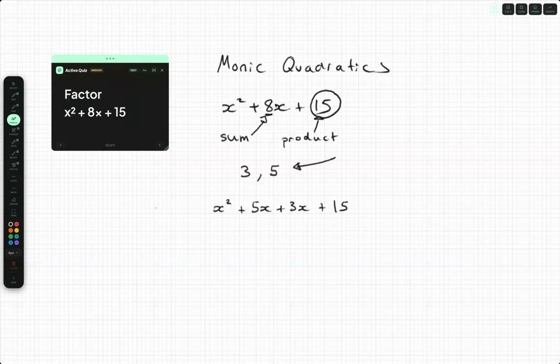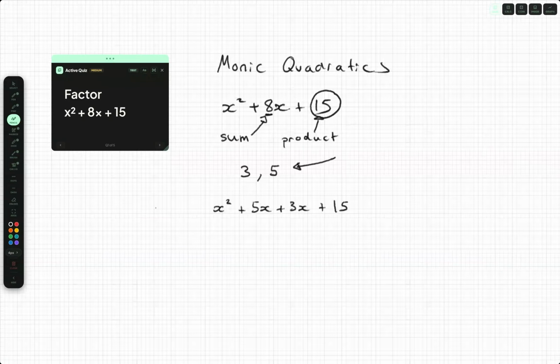We've written out the exact same expression, just slightly differently. Now we have 4 terms instead of 3. The 8x has been broken up into 5x and 3x. 5x plus 3x is still 8x, so nothing has changed. These are still equal. Right, now we're going to start factoring by groups, okay?